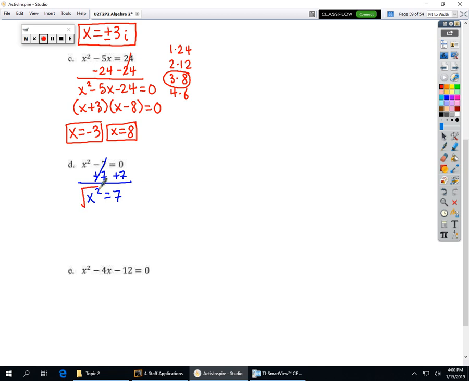Take the square roots of both sides. These cancel. x equals, and remember, after square roots, you always must account for two answers. x equals plus or minus the square root of 7. You could put this in the calculator and get a hideous decimal, but I would prefer you leave it in this form. Leave it as a radical.